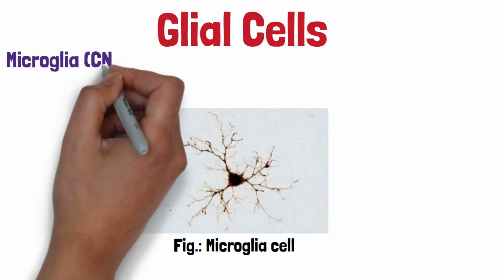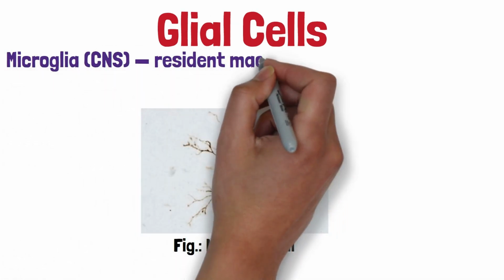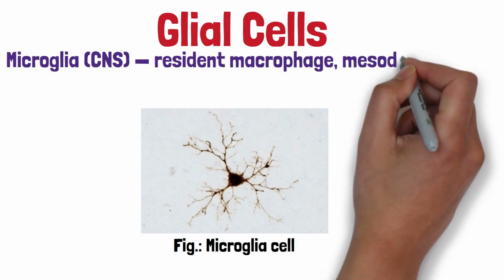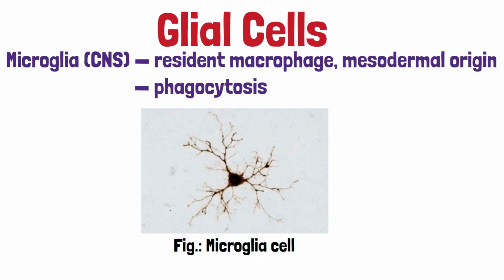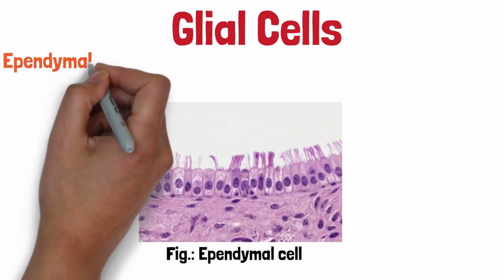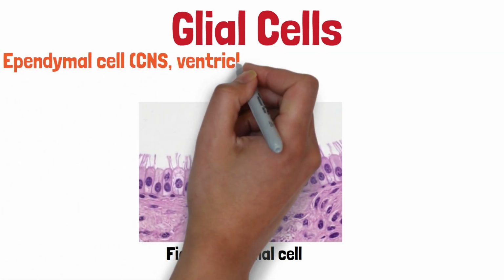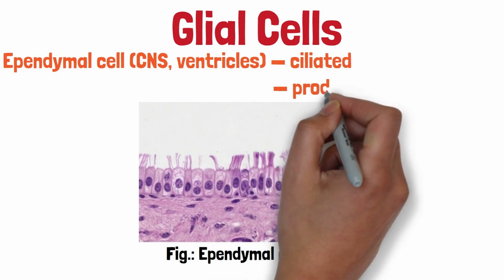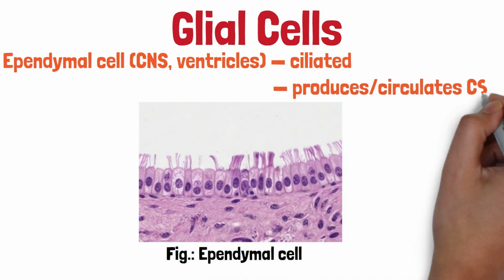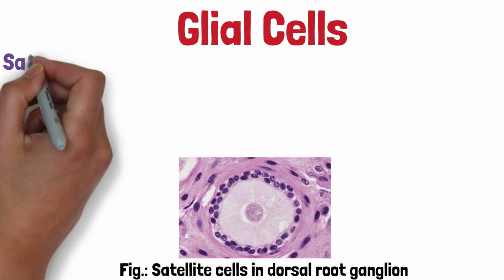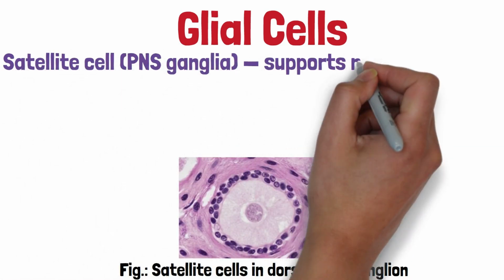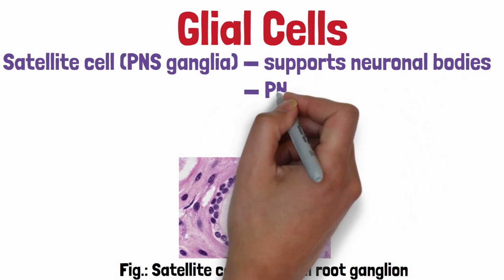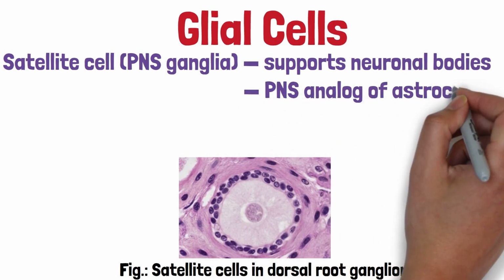Microglia are the CNS's resident macrophage, and unlike the other glial cells, they're actually mesodermal in origin, doing phagocytosis and immune surveillance. Ependymal cells are ciliated. They line the ventricles and central canal, and they produce and circulate cerebrospinal fluid. And satellite cells sit in PNS ganglia, supporting neuronal cell bodies. Think of them as the PNS's version of astrocytes.